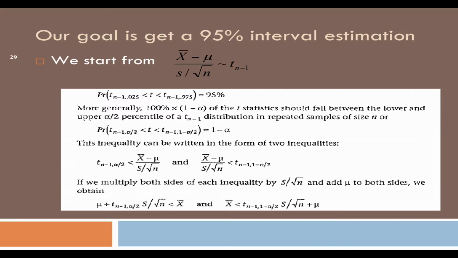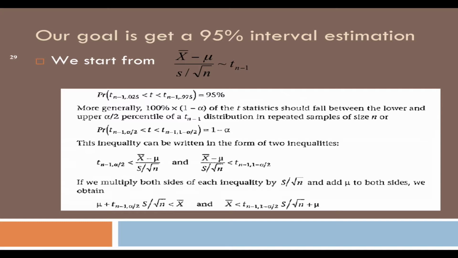From here to here, it's basically doing the algebra that isolates mu from this form. You need to get x bar, then multiply by this denominator, and do that for both sides. Essentially, you get the probability that mu, which is a population parameter, lies within these two boundaries, or this interval, with 95% chance.